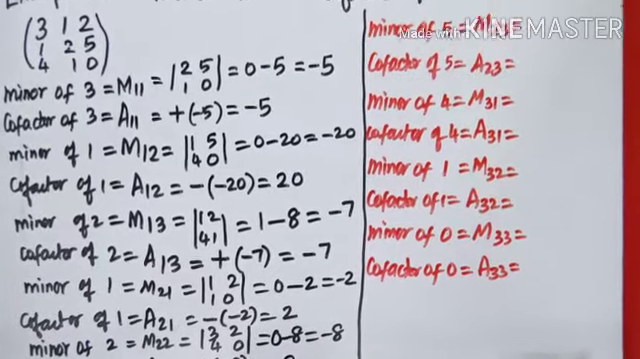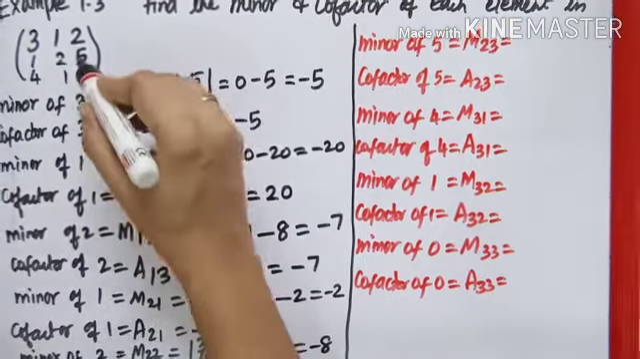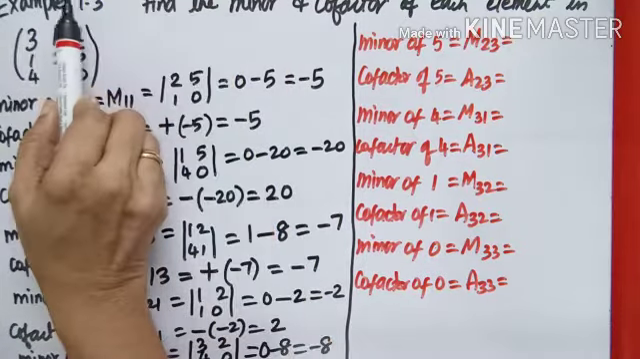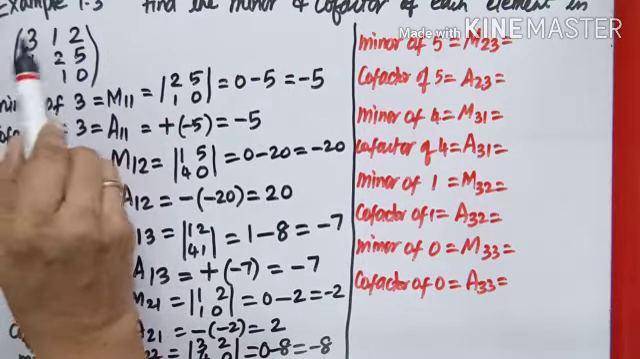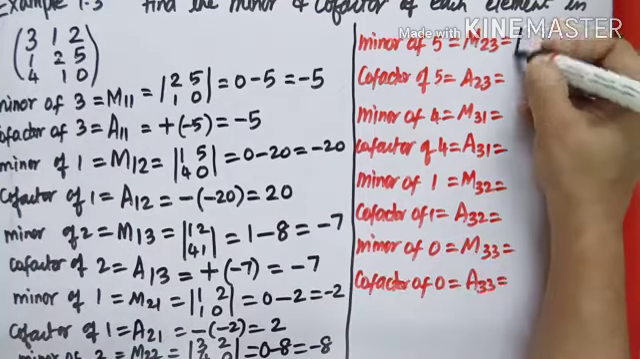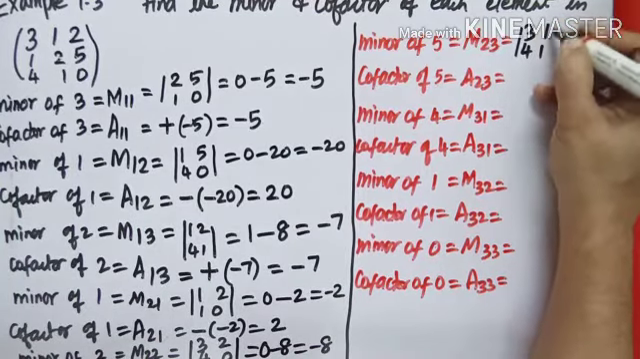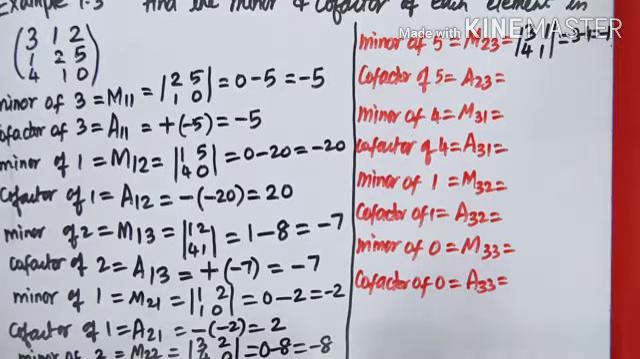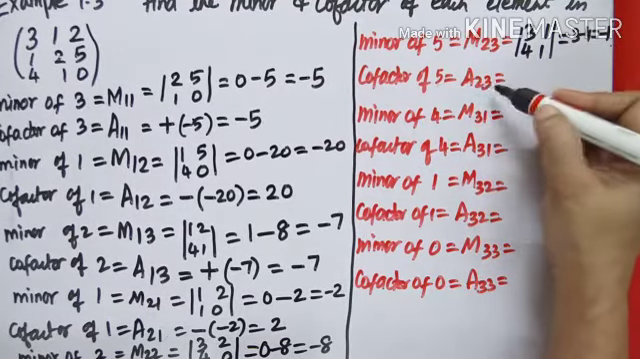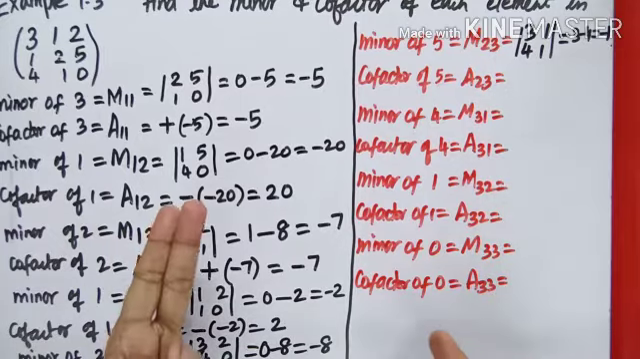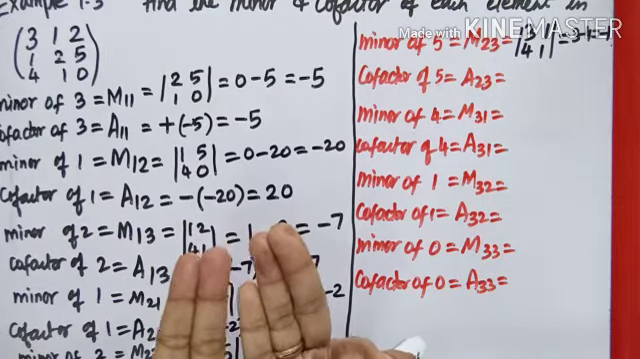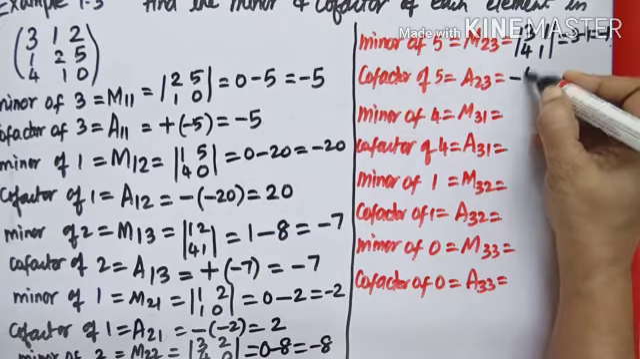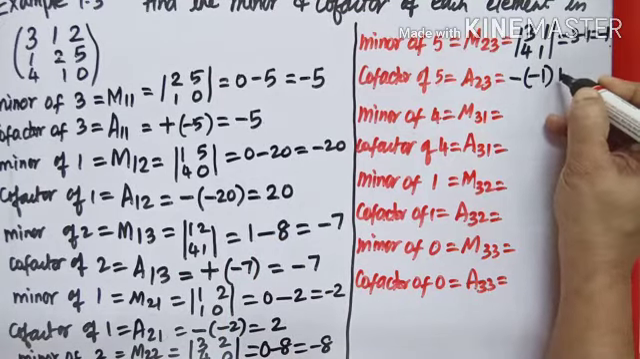Same way, we go on to the third element, 5. Where is 5 coming? Second row, third column. What is left out? 3, 1, 4, 1. 3 minus 4, my answer is minus 1. But what about A23? Second row, third column. It is 5, an odd number. So it is minus. Minus of minus 1 is plus 1.